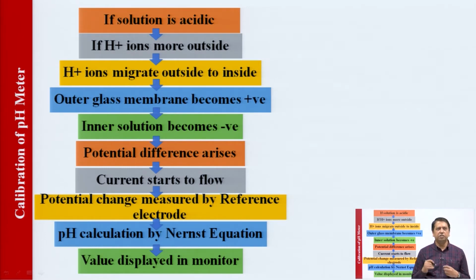So, the potential difference arises, there will be a certain rise in the potential, and because of this potential difference current starts to flow. This potential change is sensed or measured by the reference electrode, and after that the pH meter calculates the pH by the Nernst equation, and after this calculation the value is displayed on the monitor. So, these are the simple steps through which you can easily understand how this pH meter works.